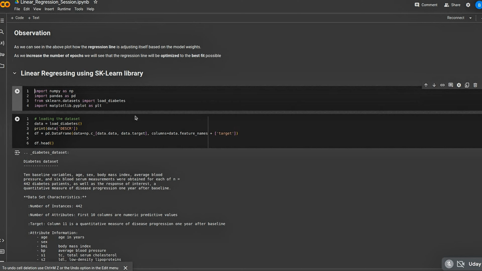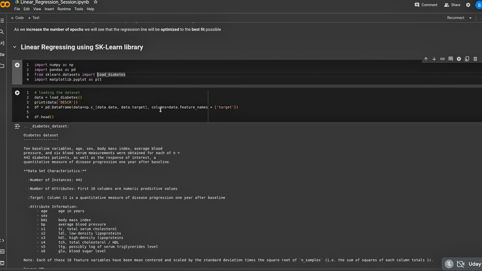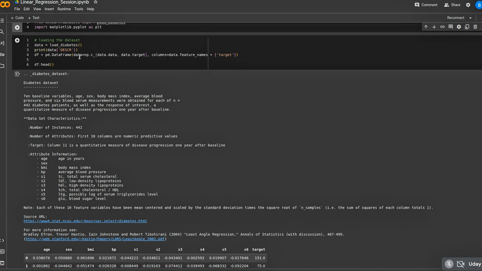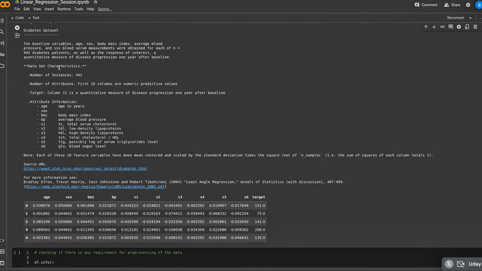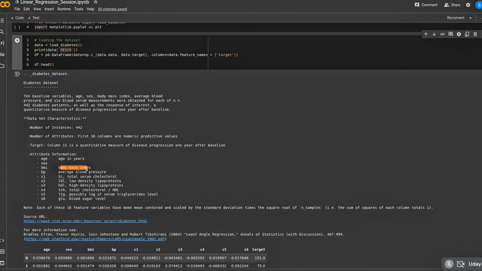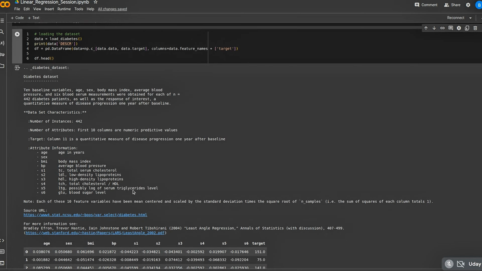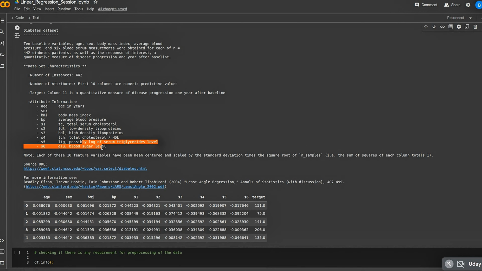Here, there is already a diabetes dataset loaded in this library. I am loading that dataset, and first we'll see the description, to see what features it contains. One is age, in years, then body mass index, then sex, then average blood pressure. This S1 represents serum cholesterol, low density. These are different features which affect diabetes, and moreover blood sugar level is there.